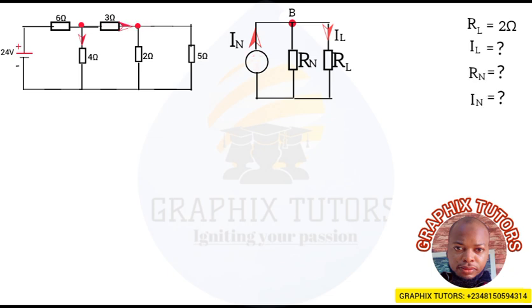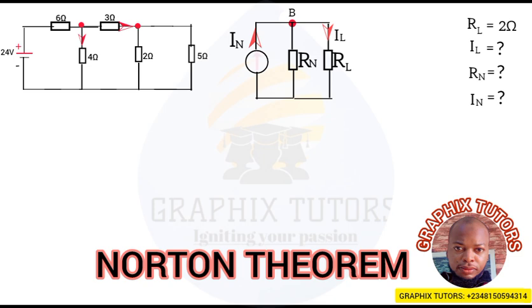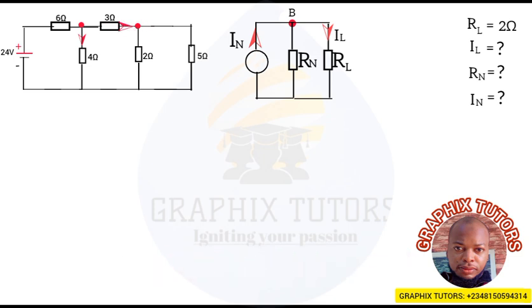Now, if you look at this very well, we are told to look for IL, RN, and IN. To get the IL, we're going to apply our Kirchhoff current law. Look at this carefully. We're looking for IL. From this Norton equivalent circuit, our IL will be equal to the total current coming into this node, let's say node B, which is our I Norton, multiplied by the resistance that the IL is not flowing through. IL is the current flowing through the load.